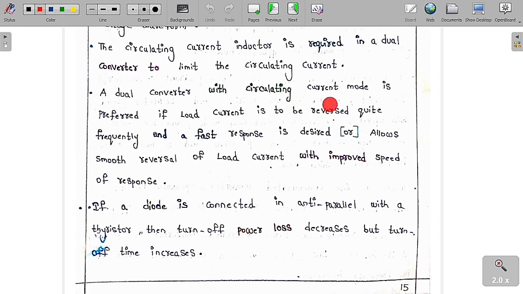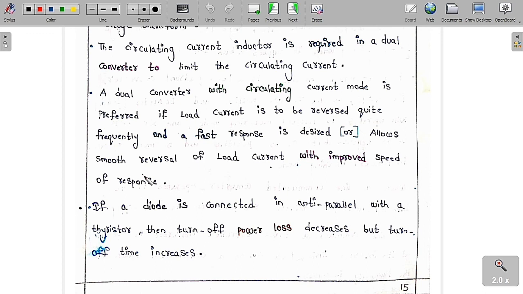A dual converter with circulating current mode is preferred if load current is to be reversed quite frequently and a fast response is desired, or it allows smooth reversal of load current with improved speed of response. If you want the load current to always reverse direction, then you have to use this inductor.